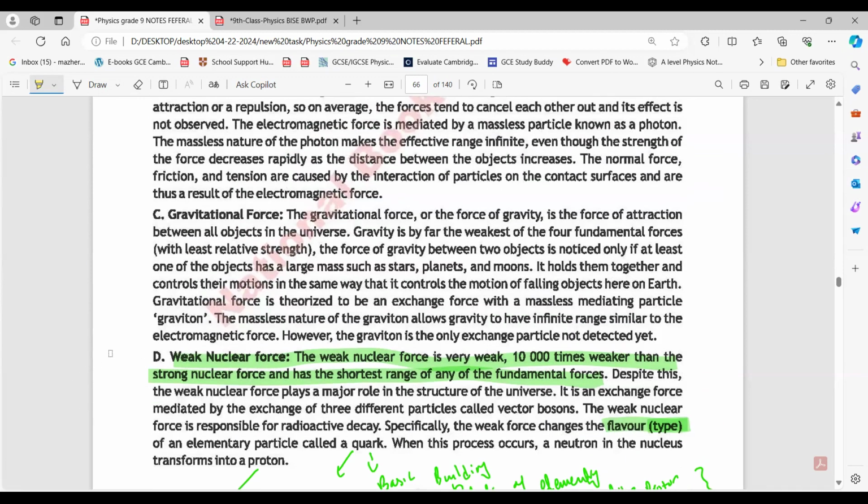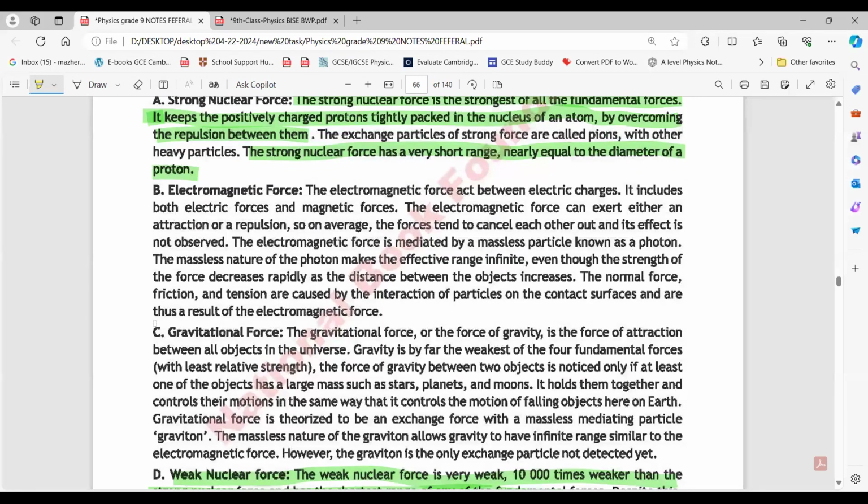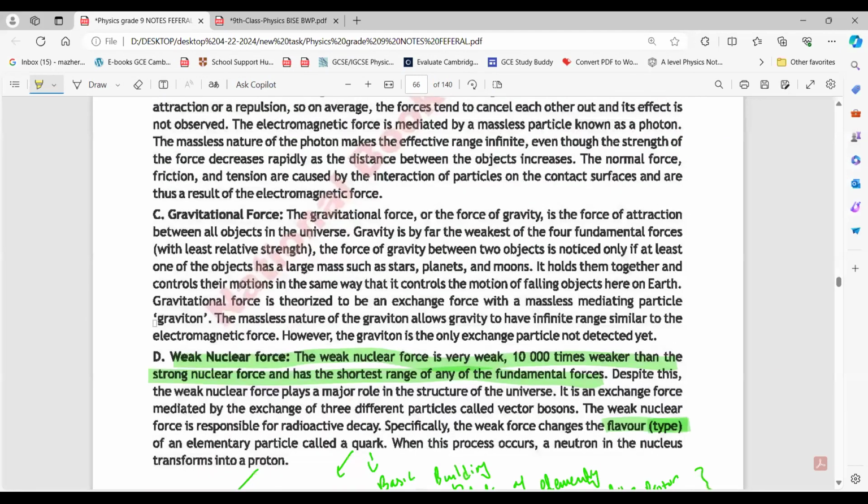We're almost running out of time. So can we go to electromagnetic force and gravitational force? Yes.